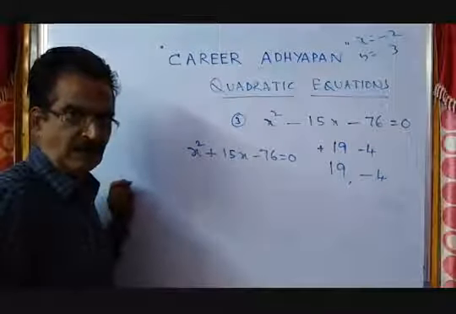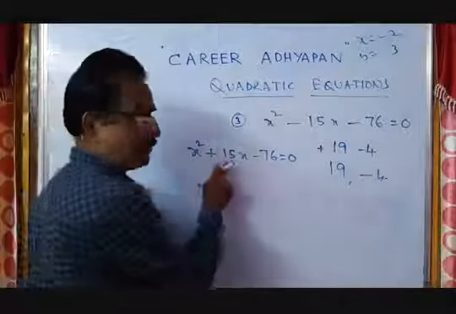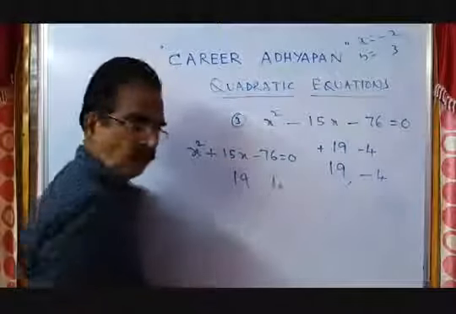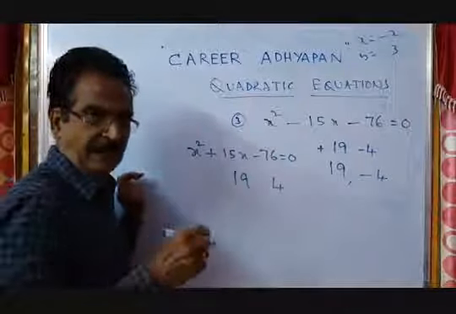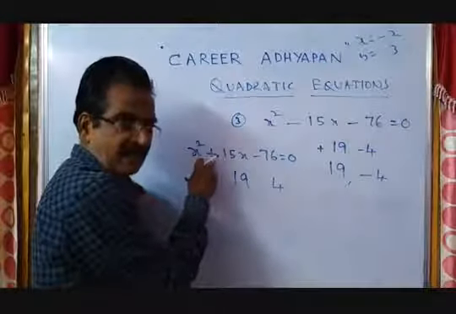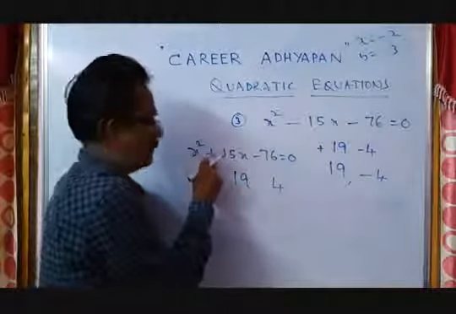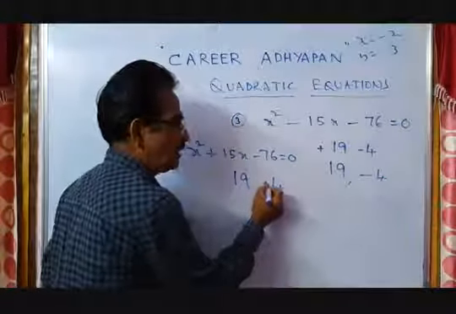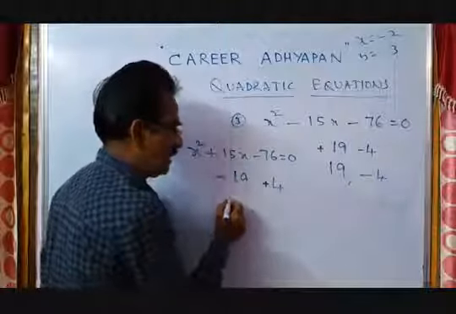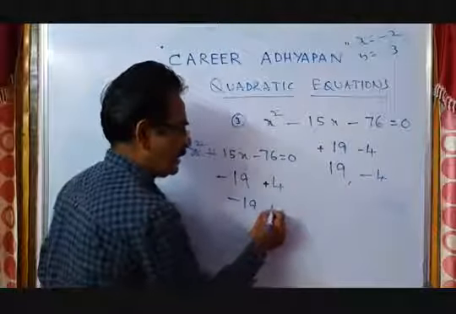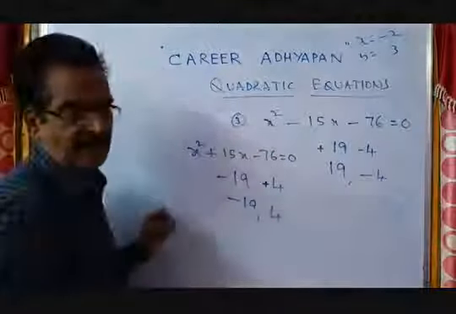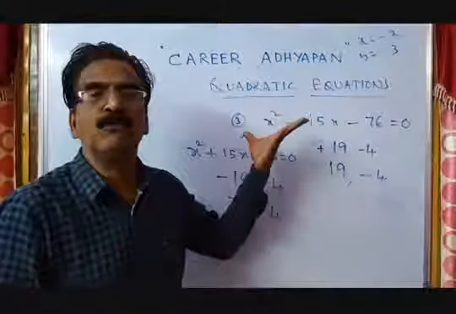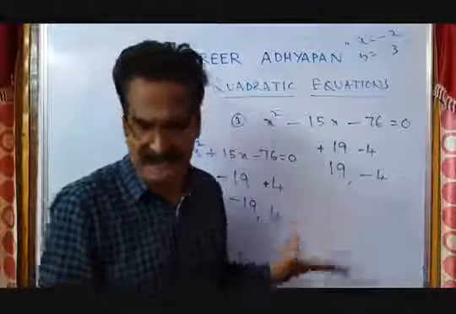What are the roots of this equation? Product 76, difference 15. So the values are 19 and 4. And coming to sign, what is the sign here? Plus. This sign should be given to the smaller value. So this is plus and this is minus. So the roots are minus 19 comma 4. This is the way how you have to find the values of x.